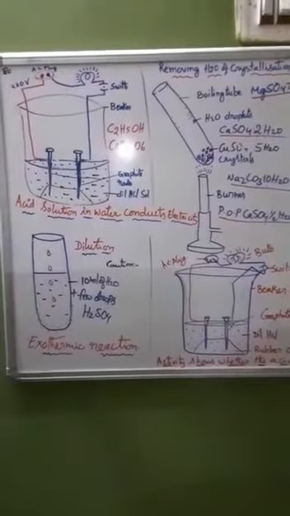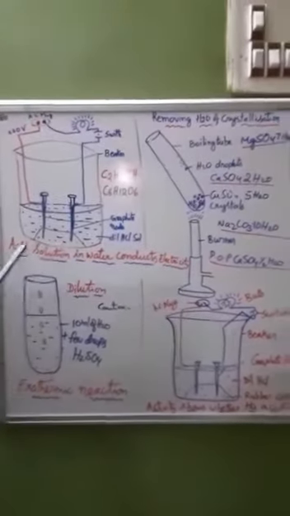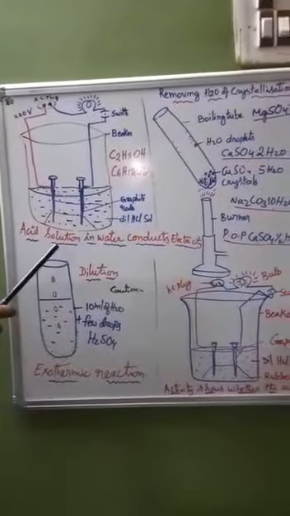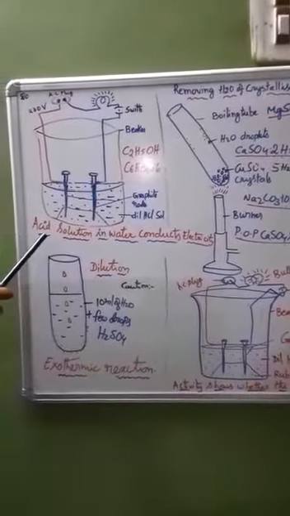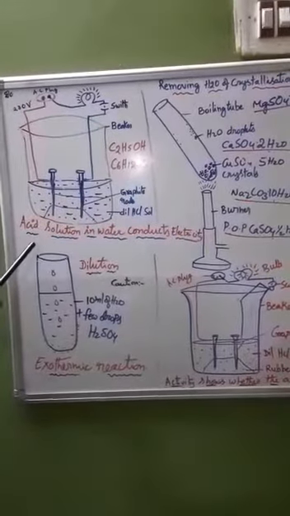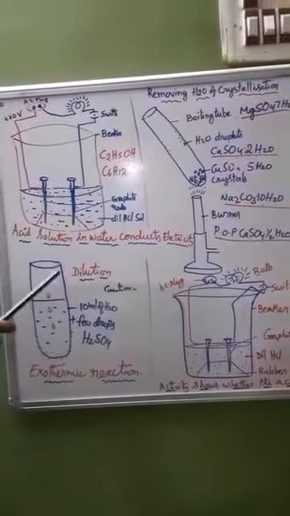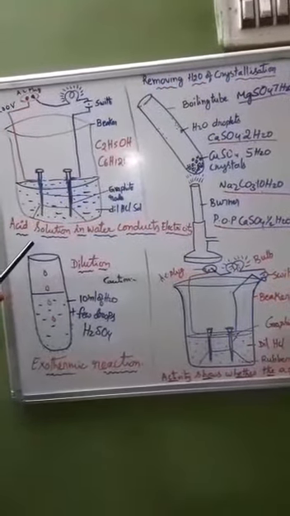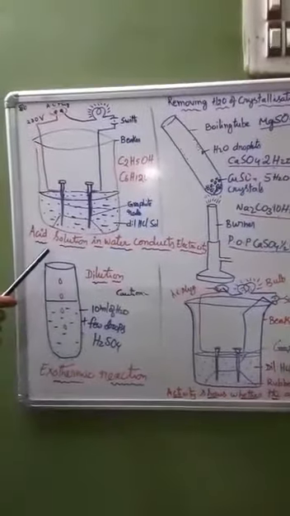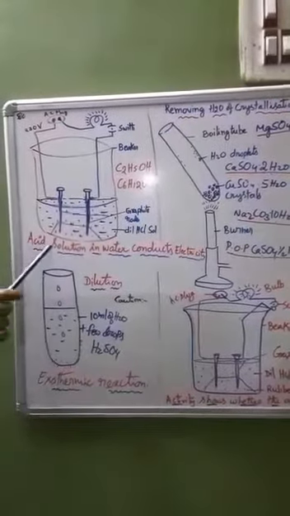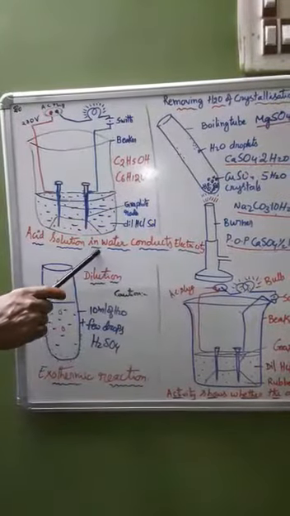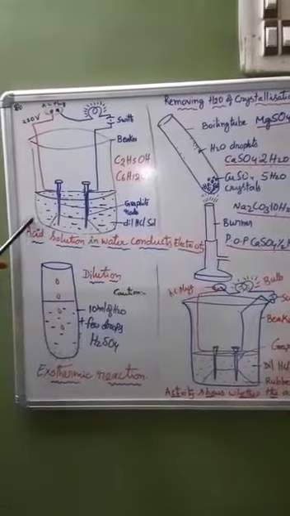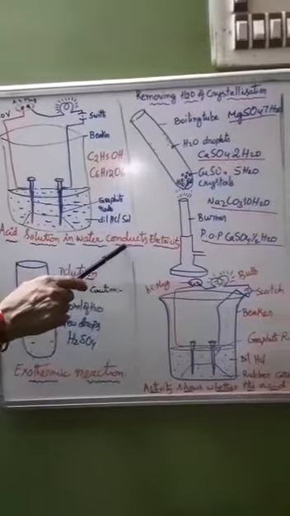According to Arrhenius theory, any substance in aqueous solution that releases H positive ions is said to be an acid. Any substance in aqueous solution that releases OH negative ions is said to be a base. Here, an acid solution in water means that if the acid is dissolved in water, it is called an aqueous solution.